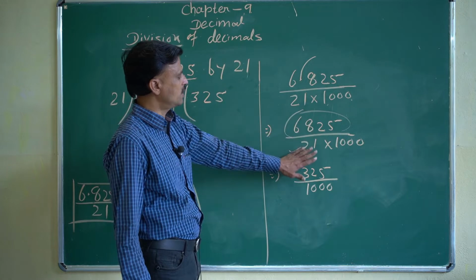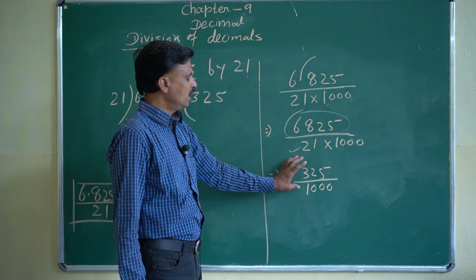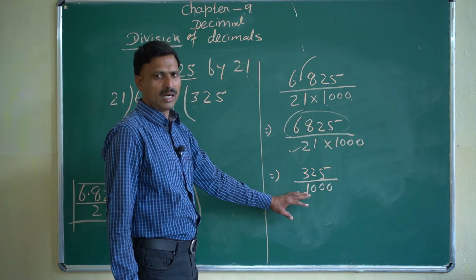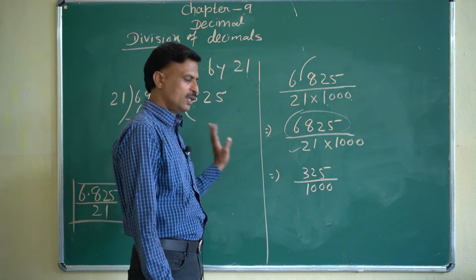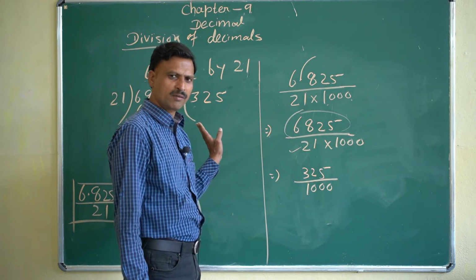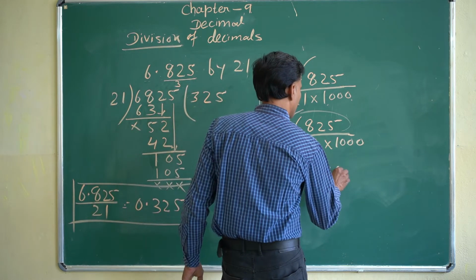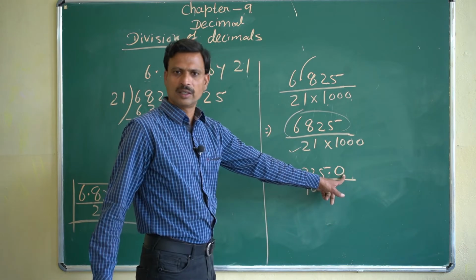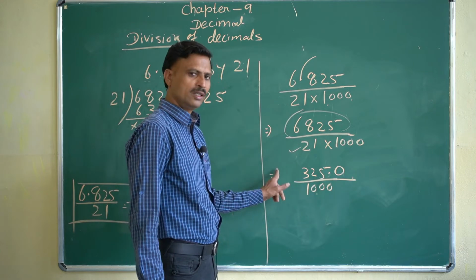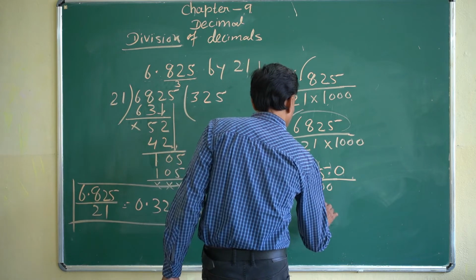Since this division gives 325 and the denominator 1000 will be there, and I told you that when we divide a number by 10, 100, 1000, 10,000, the decimal will shift that many digits to the left, as many as there are zeros. Here there are 3 zeros, so the decimal will shift 3 digits to the left. The decimal in 325 is here, 325.0. So 325.0 divided by 1000, the decimal shifts 3 digits: 1 digit, then 2 digits, then 3 digits. So it will come 0.325.